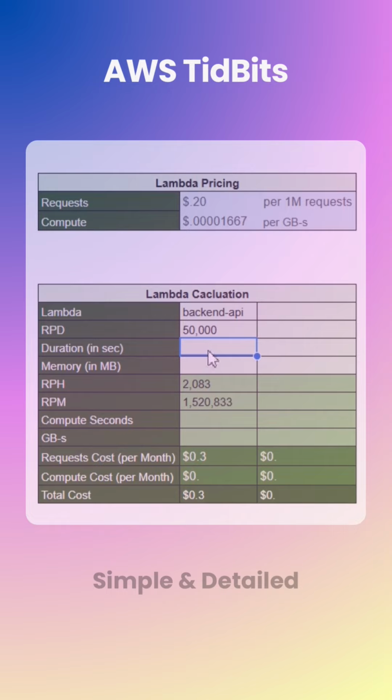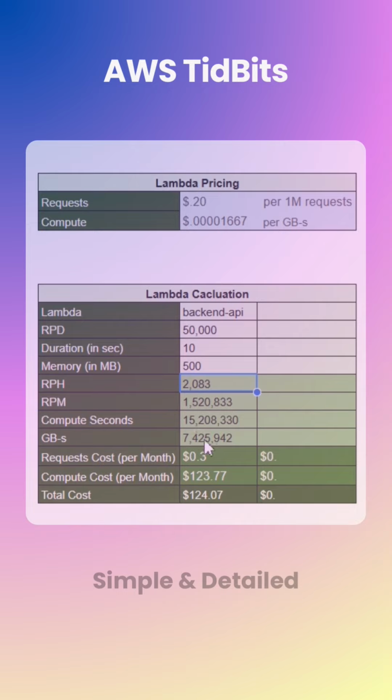Now, the duration of the Lambda. Let's say it's about 10 seconds. That means 1.5 million requests in a month with each request of 10 seconds. That is 15 million seconds of compute usage in a month. Now, the memory used by the Lambda. Let's say it's about 500 MB for each request. That gives us the GB seconds of about 7.5 million GB seconds.